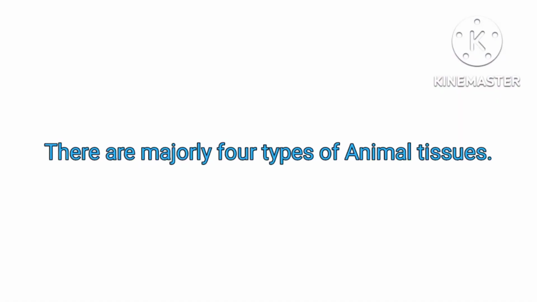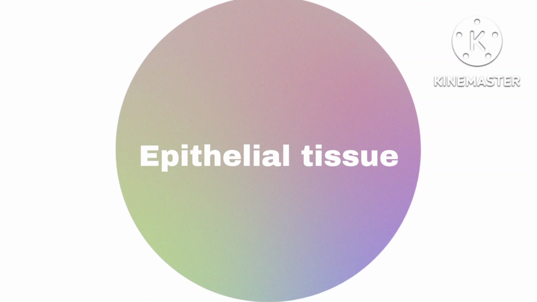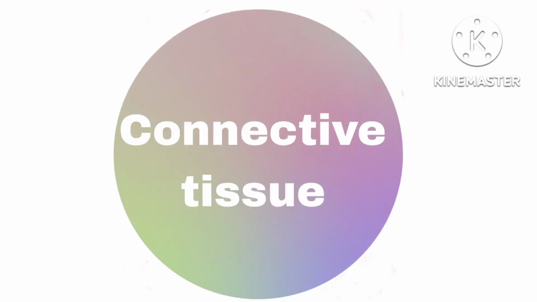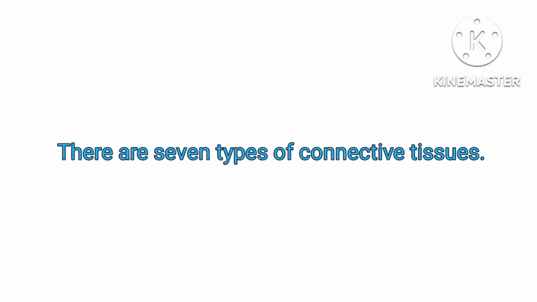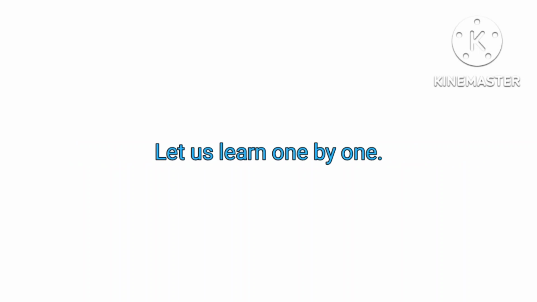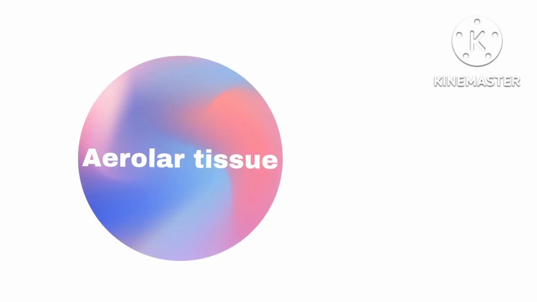There are majorly four types of animal tissues. They are epithelial tissue, connective tissue, muscle tissue, and nervous tissue. In this video, we will learn about connective tissue. There are seven types of connective tissues. Let us learn one by one.